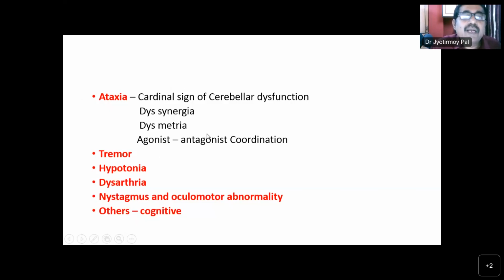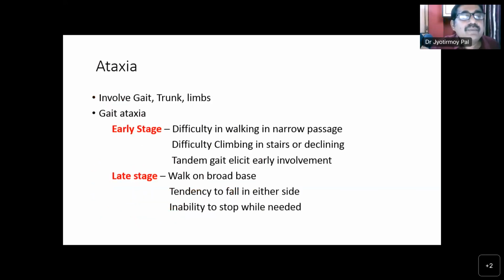So cerebellar disorder causes ataxia, tremor, and hypotonia, because I told you the cerebellar output is basically excitatory, and also dysarthria, nystagmus, disorder of the flocculonodular lobe, and cognitive dysfunction. I mentioned before, this is a newer aspect. The cerebellum is also responsible for cognition.